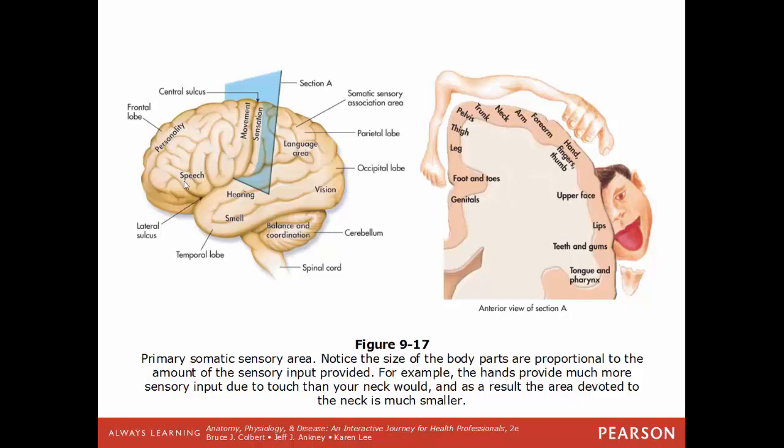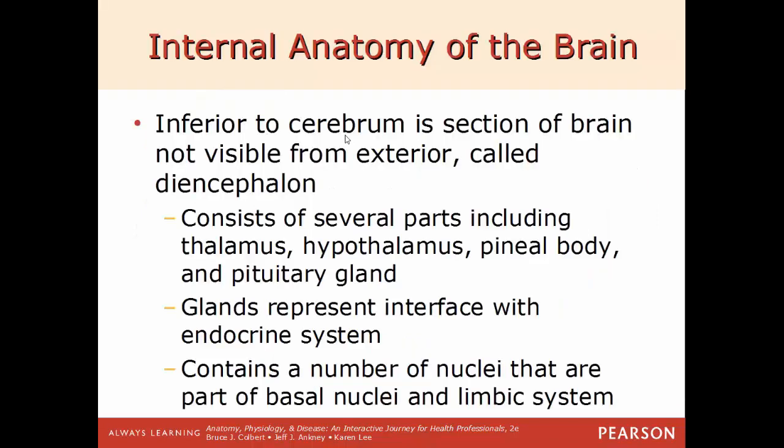Frontal lobe, personality and speech. Temporal lobe, hearing and smelling. Occipital lobe, vision. Cerebellum, balance and coordination. Parietal lobe, language area. Inferior to the cerebrum is a section of the brain that's not visible from the external view. It's called the diencephalon. This consists of several parts, including the thalamus, hypothalamus, pineal body, and pituitary gland.